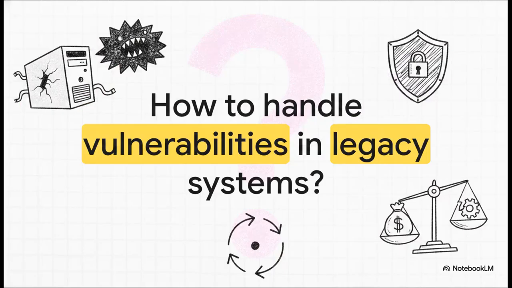I want to leave you with a provocative question that really synthesizes everything we've explored today. How would you handle a newly discovered vulnerability in an end-of-life legacy system? Remember, legacy systems are a massive threat because they no longer receive vendor updates. Would you just accept the risk? Would you mitigate it with a compensating control? What does your cost-benefit analysis tell you?